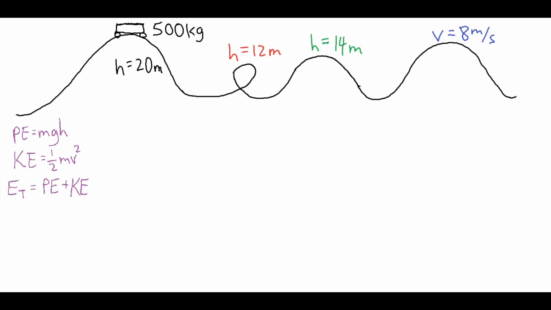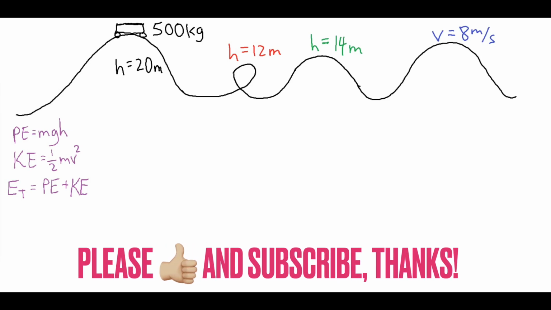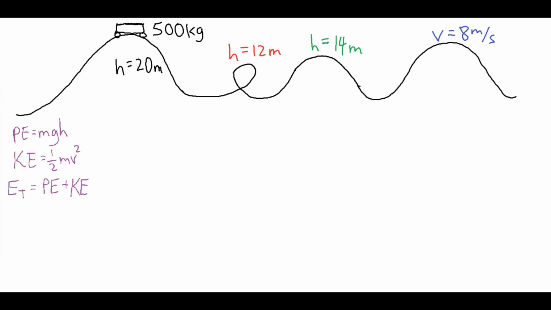Now, as the roller coaster moves through the ride, it's just converting potential energy to kinetic energy and back to potential, and it has various amounts of both depending on the height of the roller coaster at that particular moment. Now we have three different spots: h equals 12, h equals 14, and a velocity of 8 at the end. For an actual roller coaster, of course, it's going to lose some energy because of air resistance, friction, sound, and all other types of energy. So we're taking a look at an ideal situation where our total energy stays completely consistent.